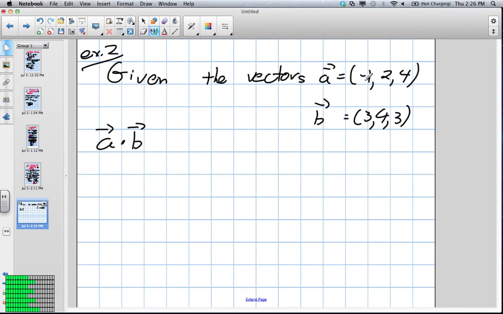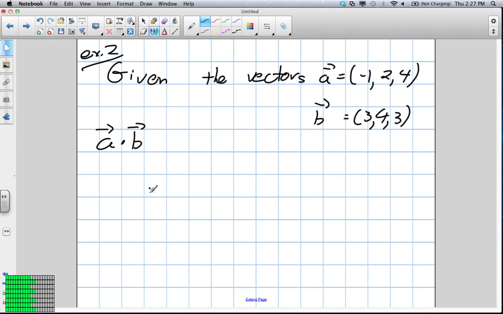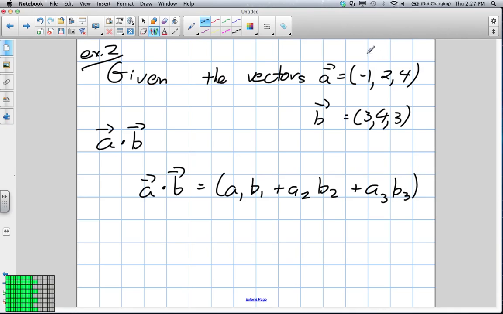Given that vector A ends at this point and B ends at this point, -1, 2, 4 and 3, 4, 3, figure out what A dot B is. Well, because we're in component form here, we're going to use our component formula where A dot B is equal to A1 times B1 plus A2 times B2 plus A3 times B3. And this is our A1, 2, 3 and B1, 2, 3.